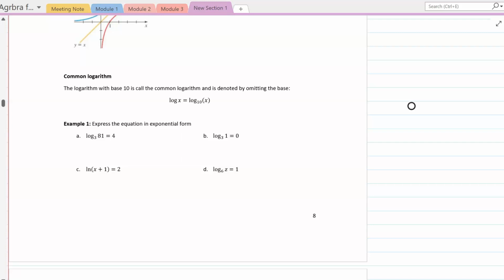Express the equation in exponential form. So log base 3 of 81 equals 4. This means 3 to the 4th is equal to 81. 3 to the 0 equals 1. So ln is the form of log in base e. So log base e of x plus 1 equals 2 means e to the second is equal to x plus 1. This is z to the first equals z.